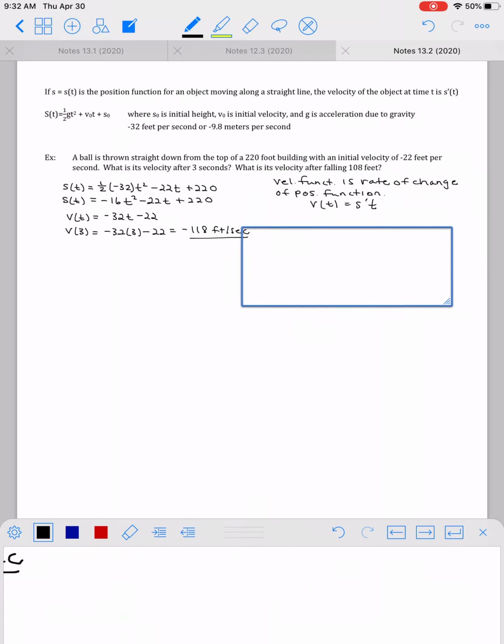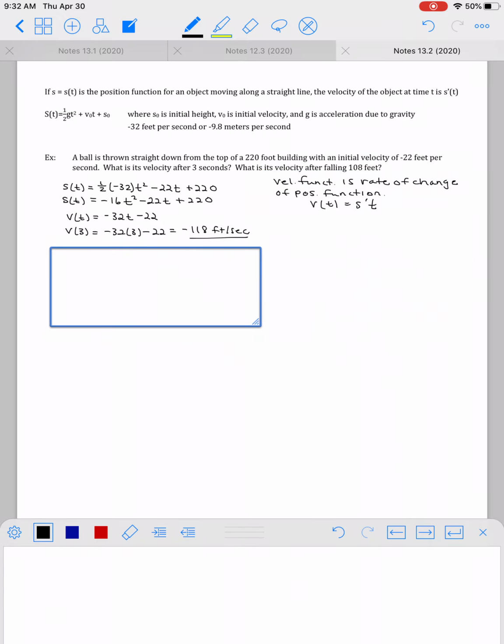Okay, this first part was pretty simple. Now let's look at the second part. In the second part, they want to know the velocity after falling 108 feet. So I'm going to put a little asterisk there. You need to find the time it took to fall 108 feet. And then we're going to plug that into the velocity function.